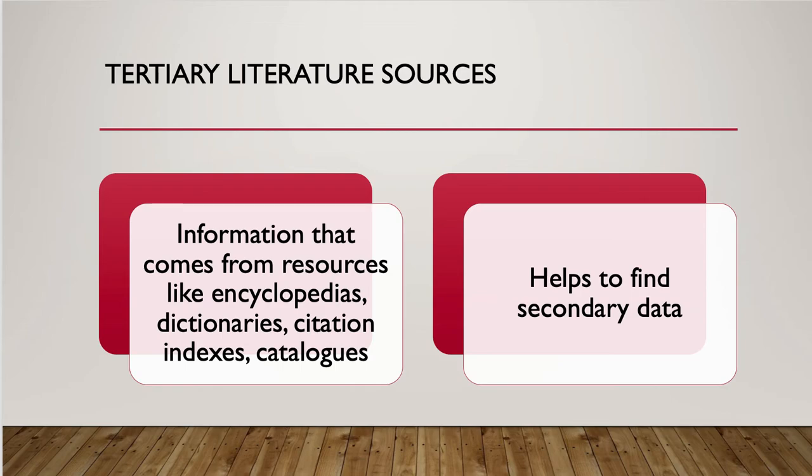Tertiary literature sources are information that come from resources like encyclopedias, dictionaries, citation indexes, and catalogs. And it helps to find secondary data because, when you go through encyclopedias or a dictionary, what have you, they might help you find key terms that will then allow you to search for more articles that are in the secondary literature sources category.